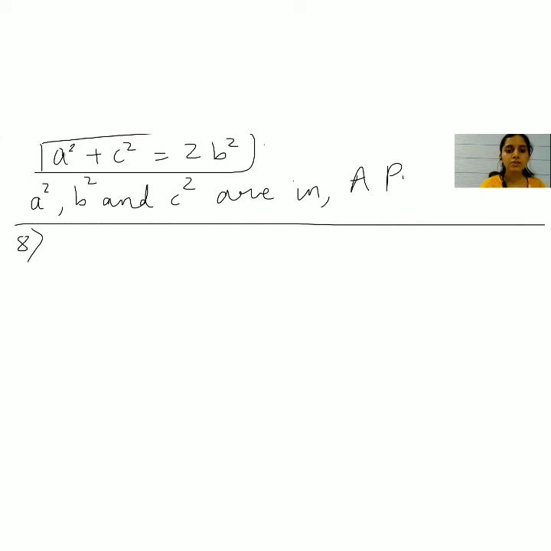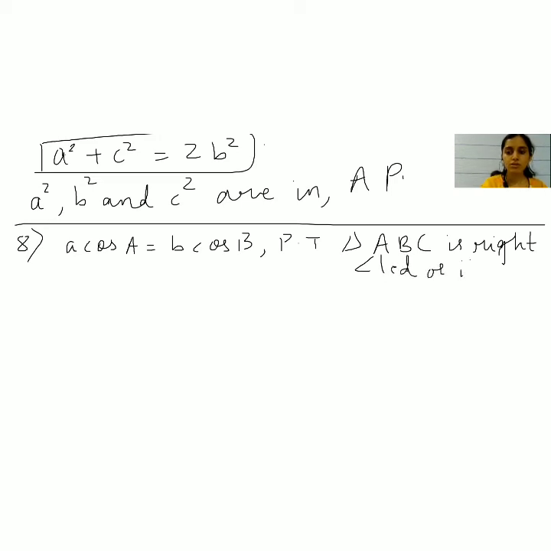In triangle ABC, if a cos A is equal to b cos B, prove that triangle ABC is right angled or it is isosceles. We have to prove this. So either one of the angles has to be 90 degrees or two angles have to be equal. So let us take what is given to us.